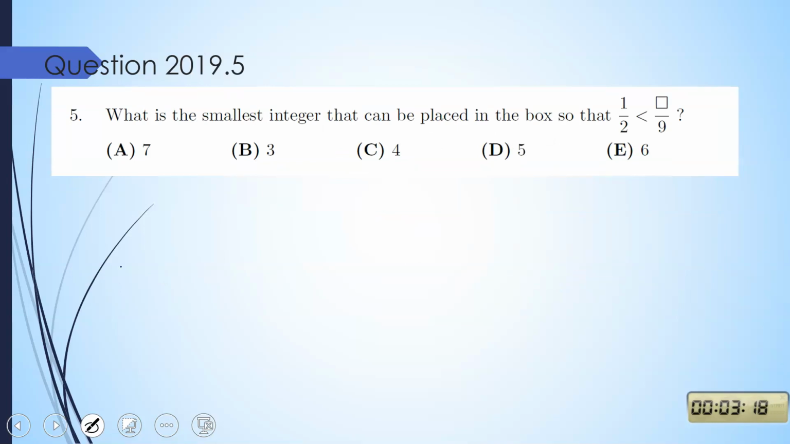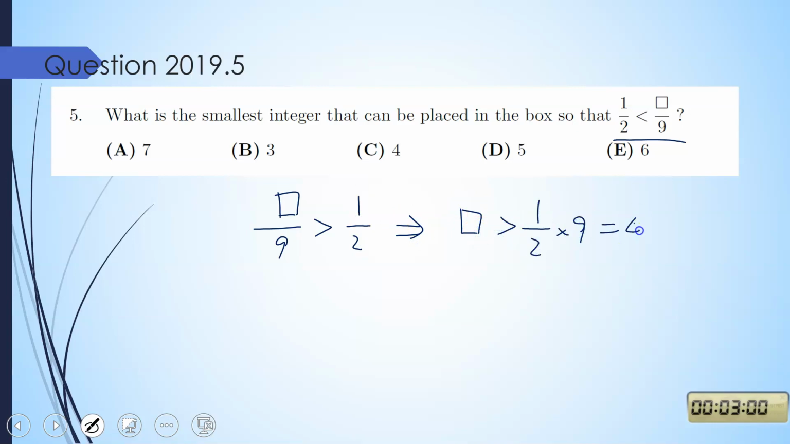Question number 5. What is the smallest integer that can be placed in the box so that this equation will work? Box over 9 is higher than 1/2, so the box will be more than 1/2 times 9 equals 4.5. So the smallest integer that is higher than 4.5 will be D, 5.